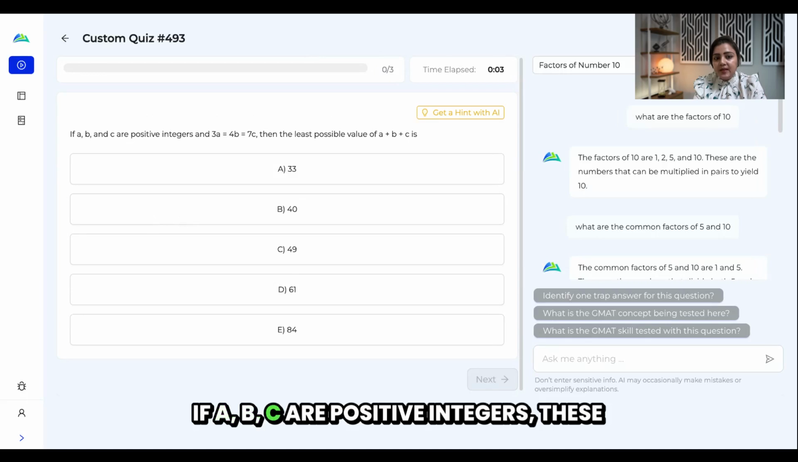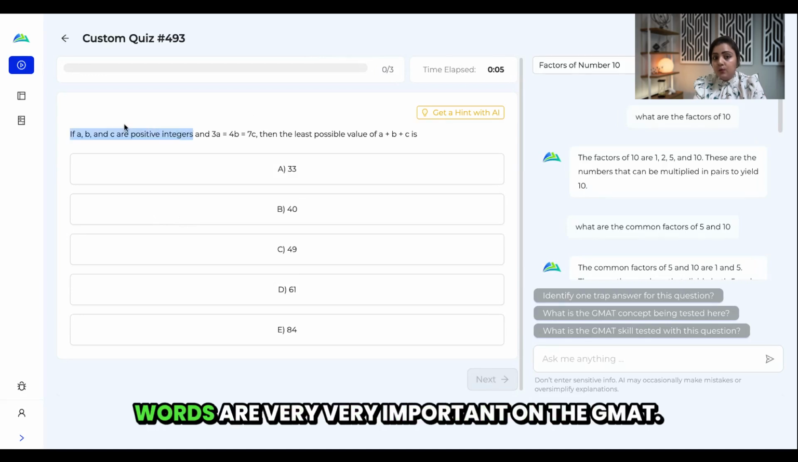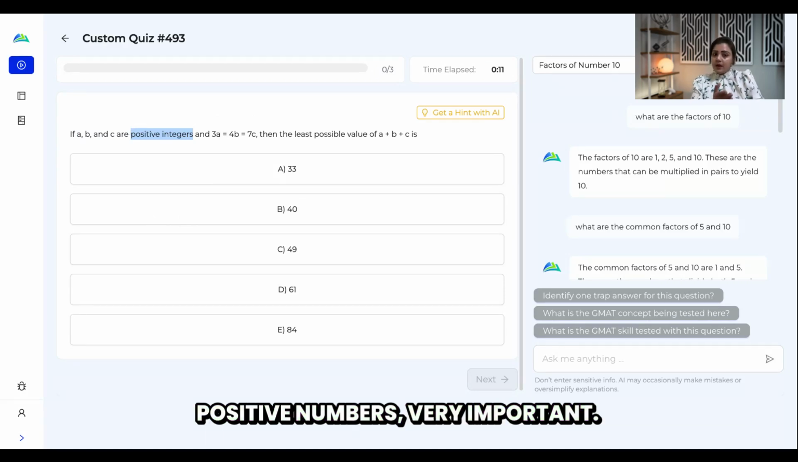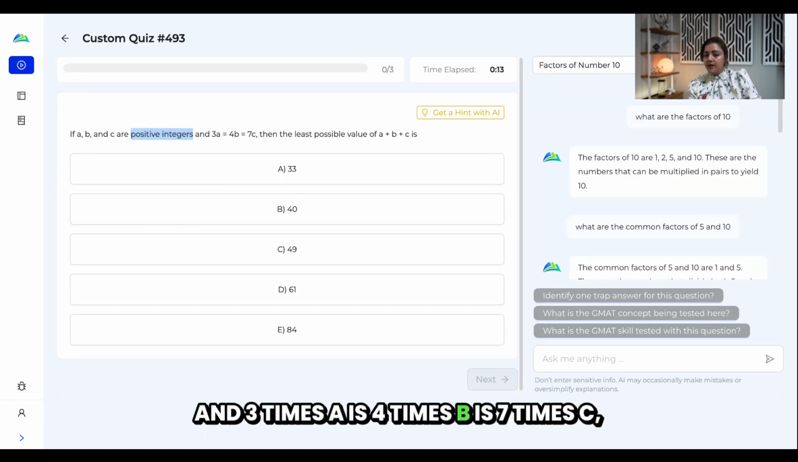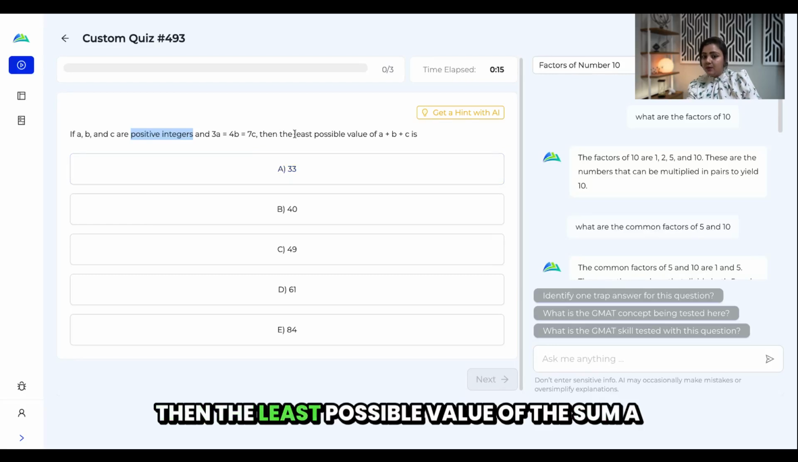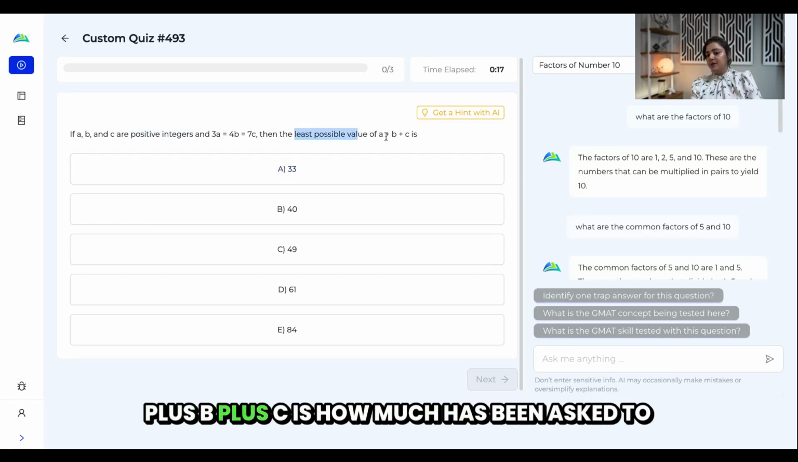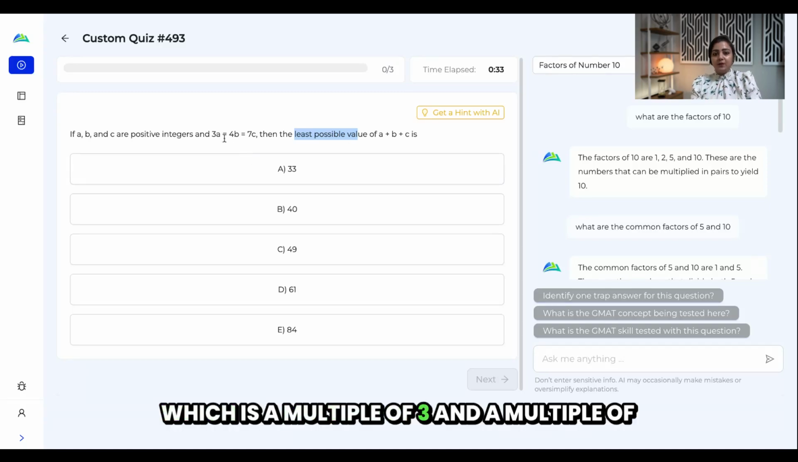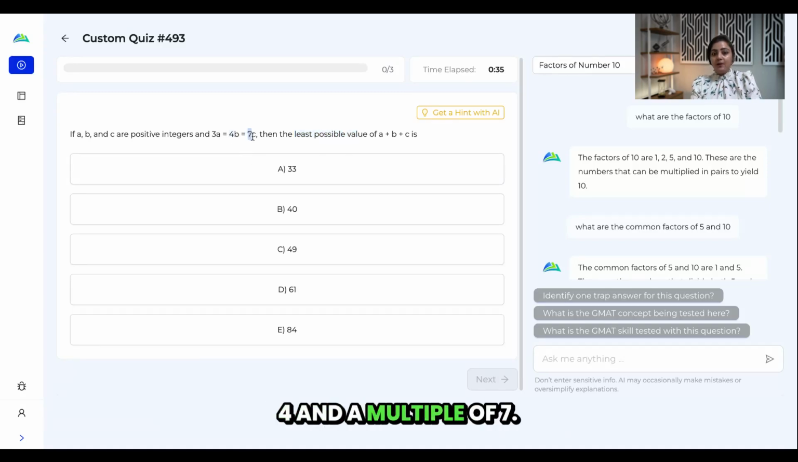If A, B, C are positive integers, these words are very, very important on the GMAT. Positive integers, negative integers, positive numbers, very important. And 3 times A is 4 times B is 7 times C, then the least possible value of the sum A plus B plus C is how much has been asked of us. Well, think about it. So there is a number which is a multiple of 3 and a multiple of 4 and a multiple of 7, right?